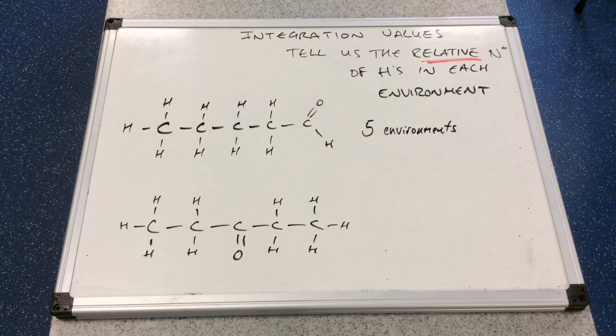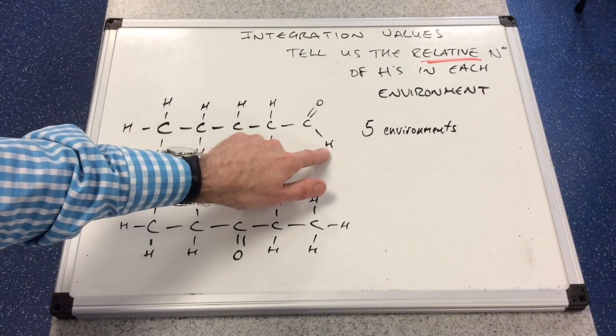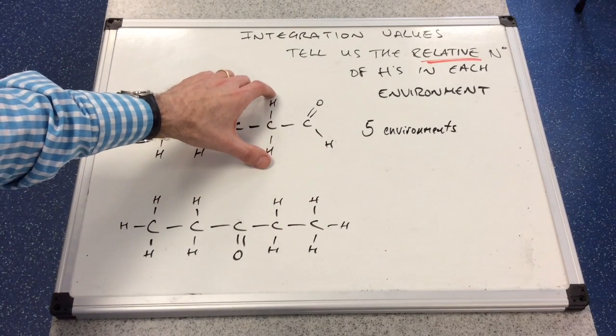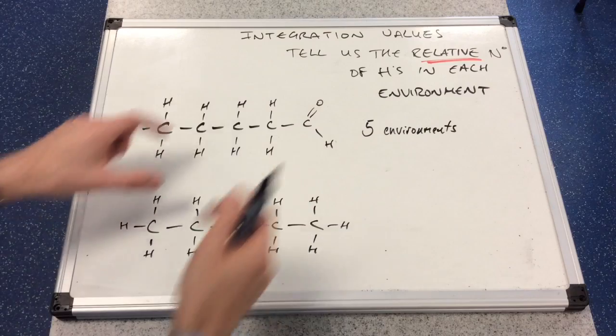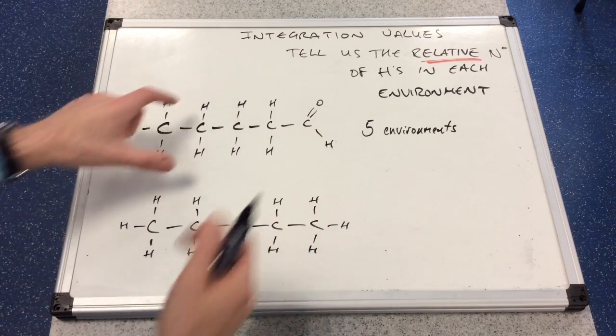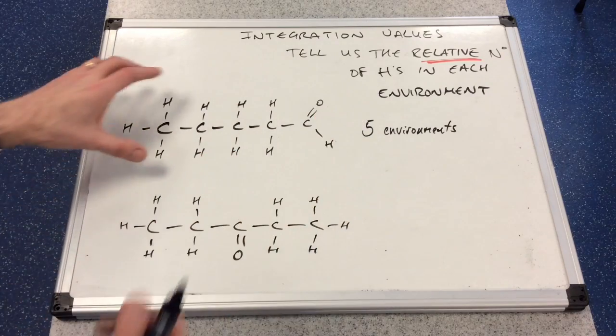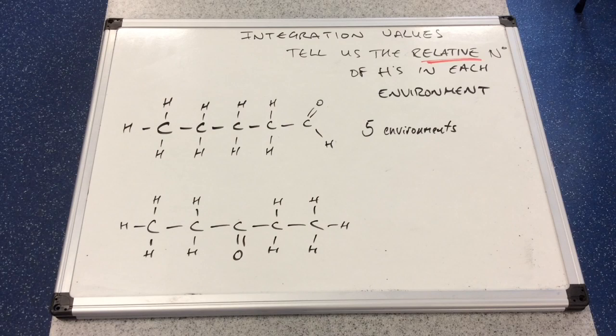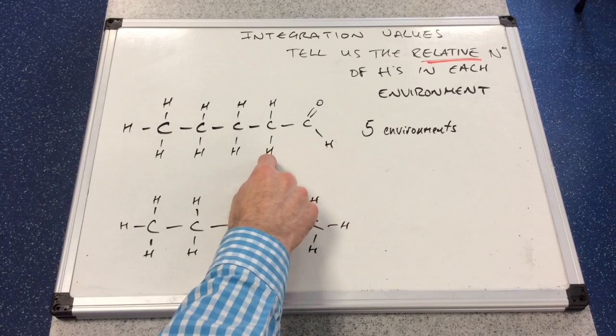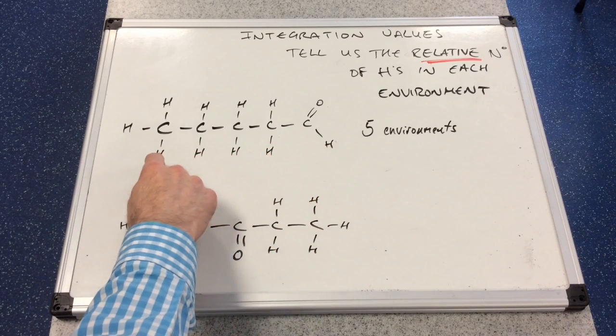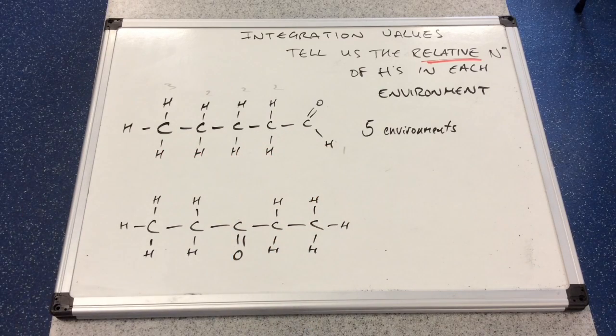So what are the relative numbers of hydrogens in each environment? Well, for every one of those, we've got 2 of those. For every one of those is 2 of those. For every one of those is 2 of those. For every one of those is 3 of those. So the corresponding peaks for these protons would have 1, 2, 2, 2, 3 written above them.